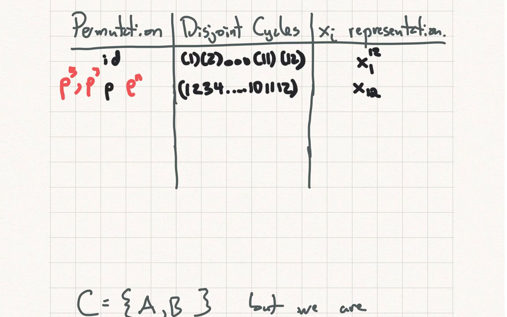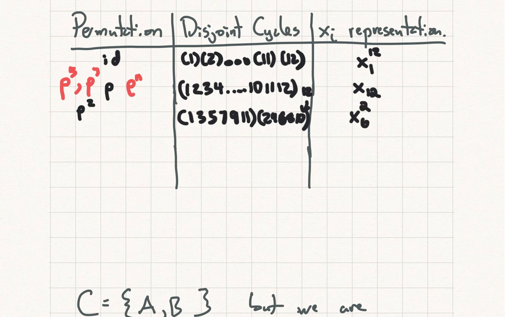Okay, so we looked at rho. We got rho to the 5th, rho to the 7th, rho to the 11th. Now let's look at rho squared. So 1 moves 2 places, so it goes to 3, which goes to 5, which goes to 7, which goes to 9, which goes to 11, which goes back to 1. And then we have 2, 4, 6, 8, 10, 12, sorry, missing a 12 here, back to 2. So that is indeed 2 6 cycles. So we have x6 squared. So that is our rho squared.